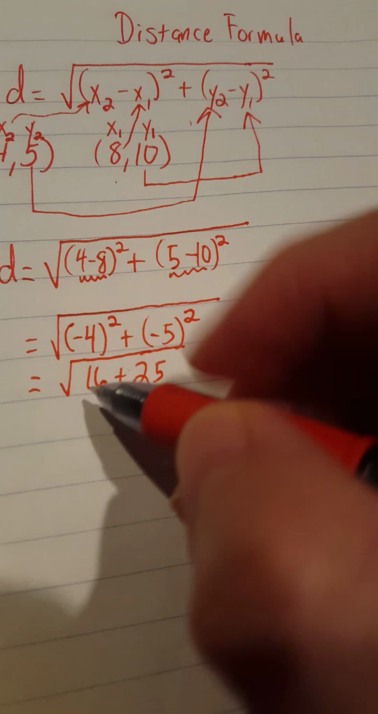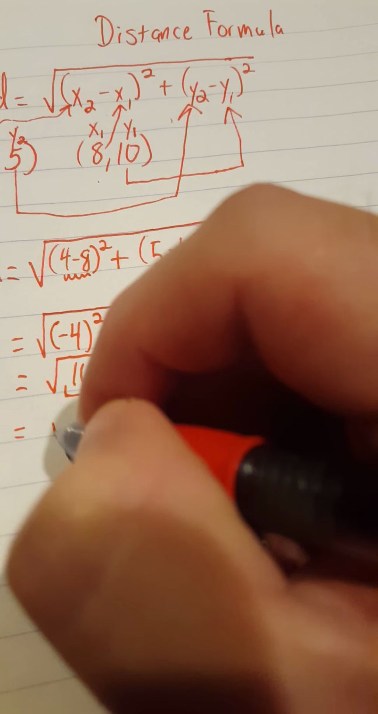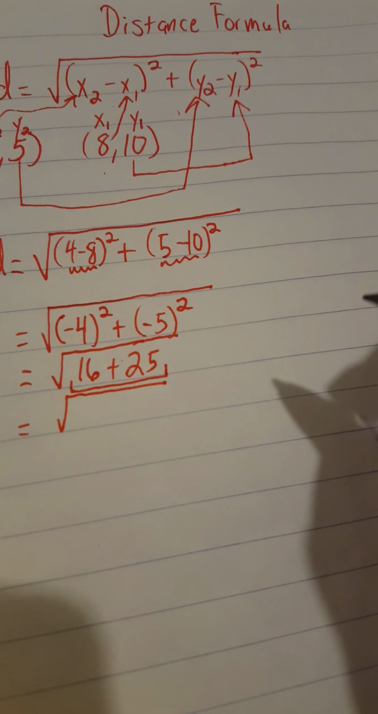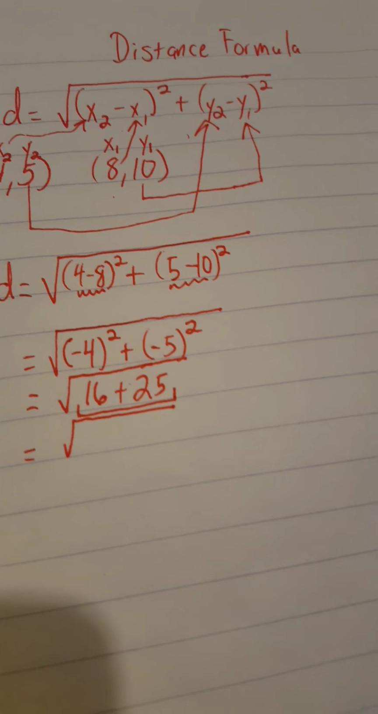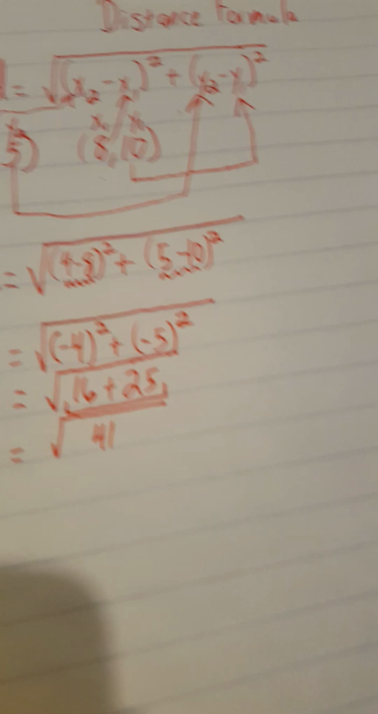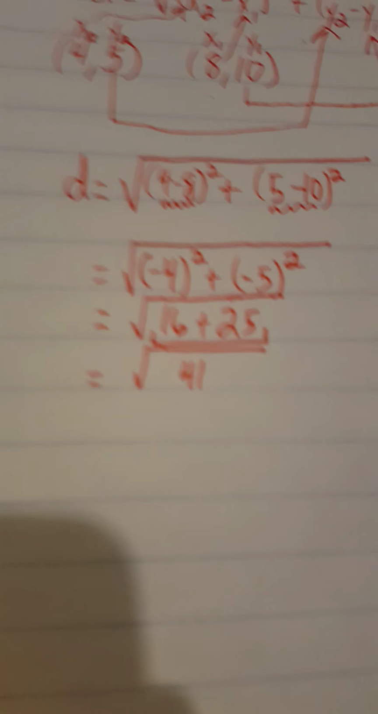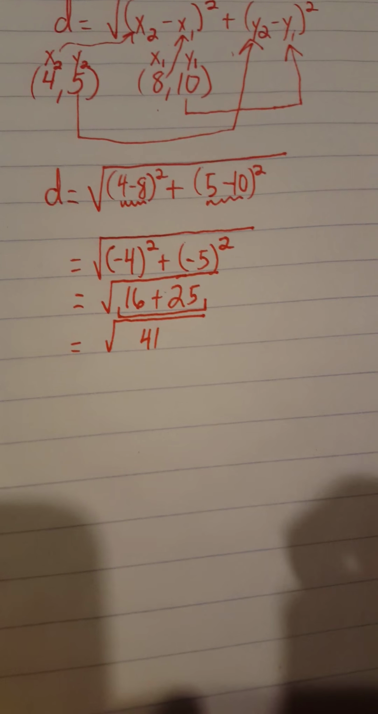Okay, before I try and take square roots, I can simplify this right here. And when I do that, I get that this is the square root of 25 plus 16 is 41. Okay, so then you arrive at your answer of the square root of 41.